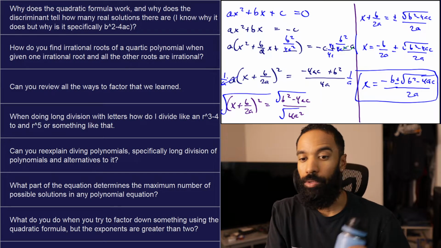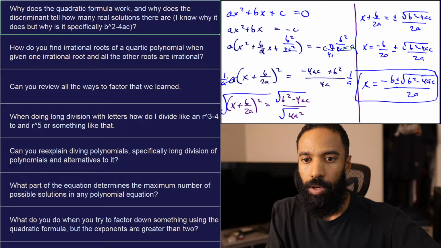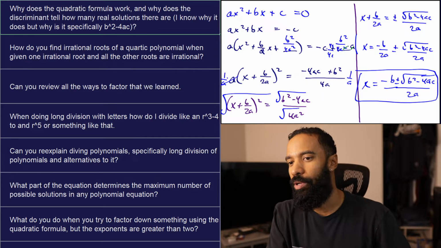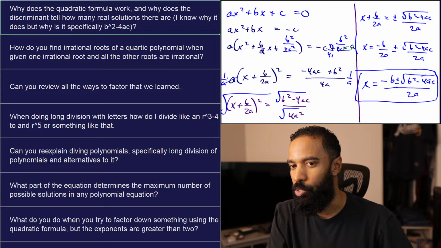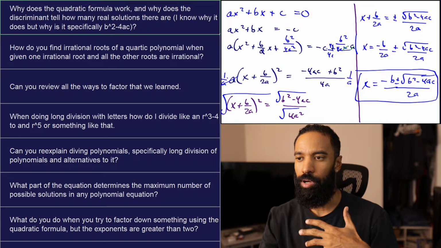All right, yet another part of this. The next question was what? Where is it? Hold on. Why does the discriminant tell how many real solutions there are? I know why it does. Why is it specifically? Okay, before I answer your little question, let me just state for those who don't know.